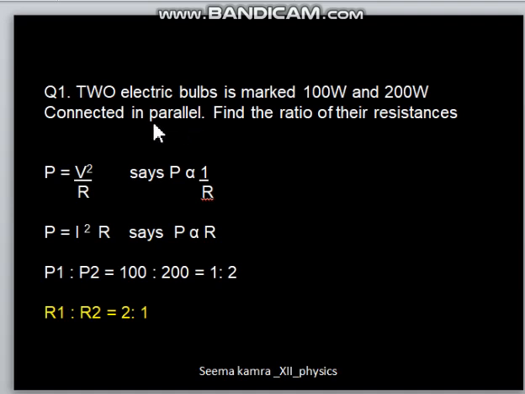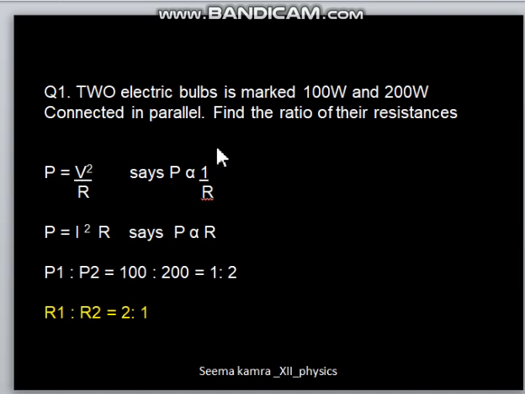Okay. When it is written that the two bulbs are connected in parallel, parallel means the voltage remains the same. So we have to apply the P proportional to 1 by R formula, inversely proportional to R. Why? Because to apply proportionality, V should be constant. In which connection is it constant? In parallel. Therefore the P proportional to 1 by R formula will be applied for parallel.